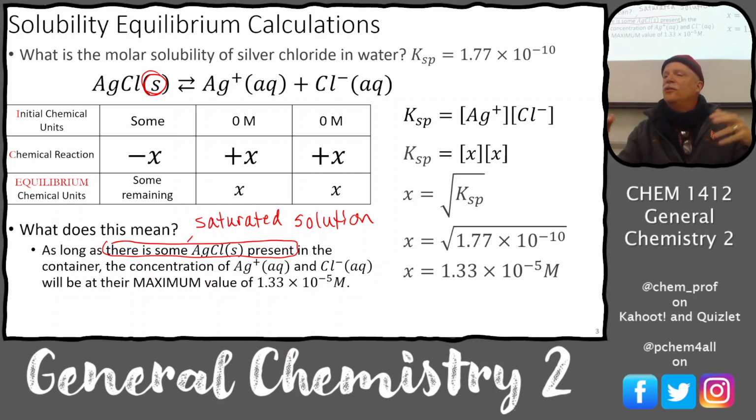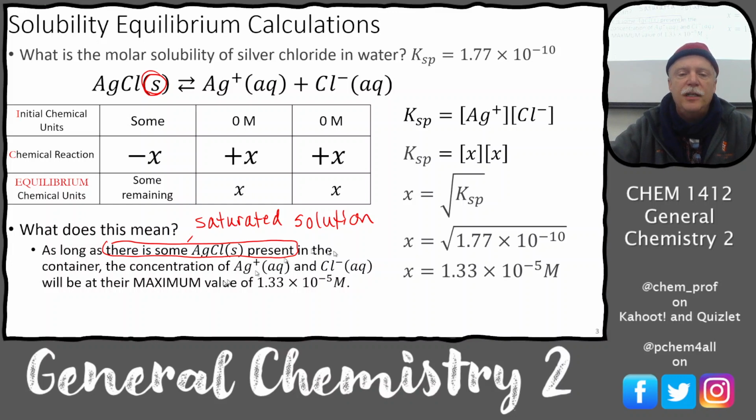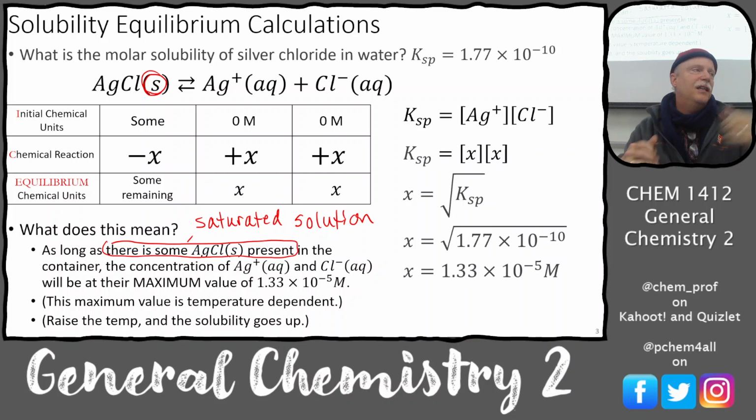And so once the concentration of silver ions and chloride ions, let's say I mix these two together from two different solutions, once that concentration goes above 1.33 times 10 to the minus 5, you start forming the solid. It becomes saturated and you have a precipitate. So this would be the maximum concentration in pure water at this temperature. So this maximum is temperature dependent. The KSP is temperature dependent. And if you raise the temperature, then the KSP goes up, which means you have more concentration.